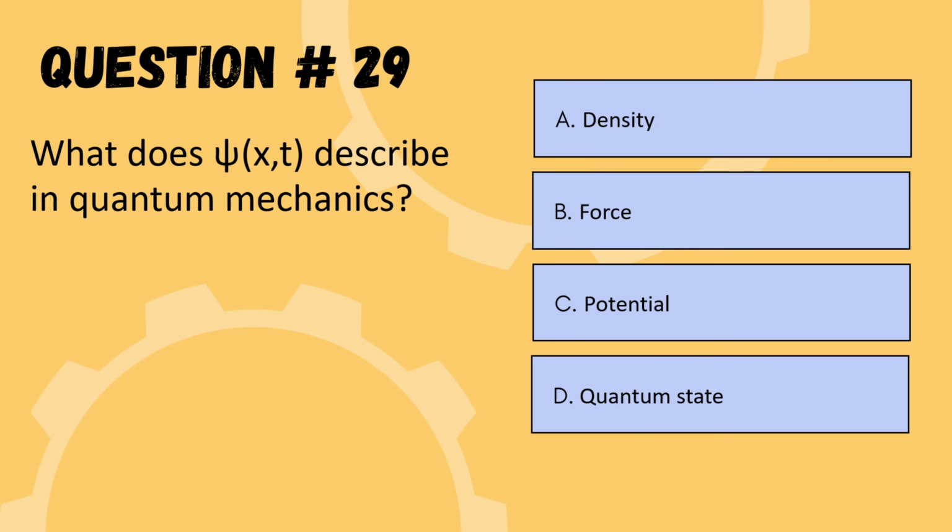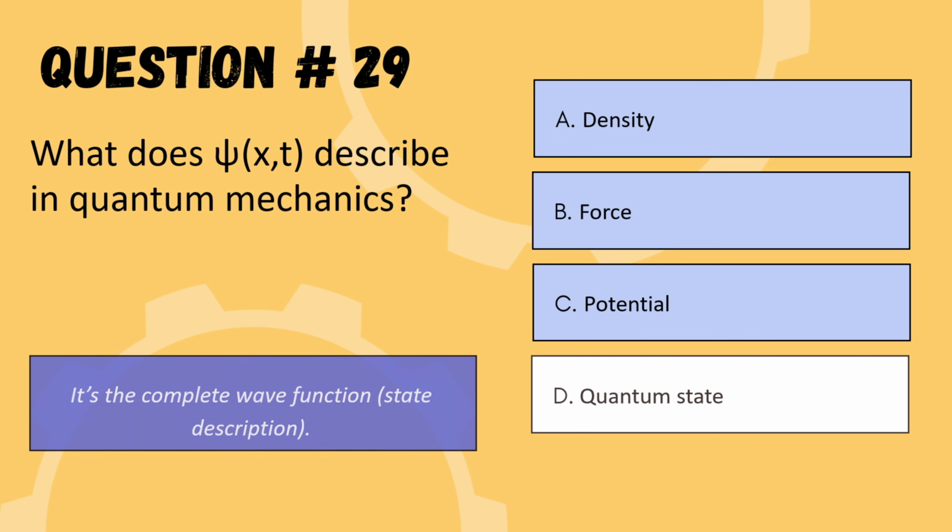Next question is what does psi x t describe in quantum mechanics? Options are density, force, potential, or quantum state. So the correct option is option D, quantum state. So we are moving to the last question.